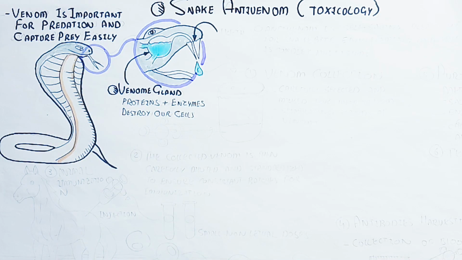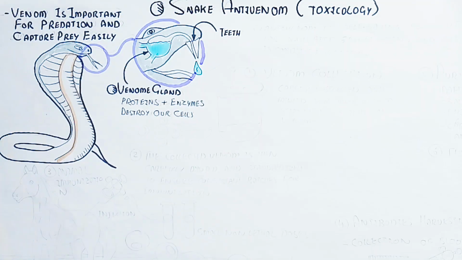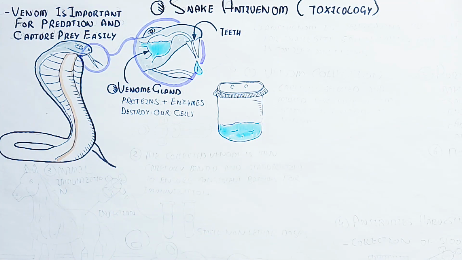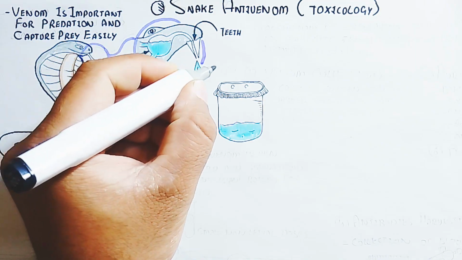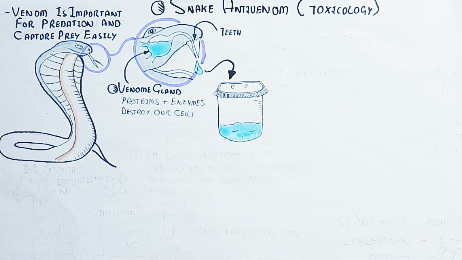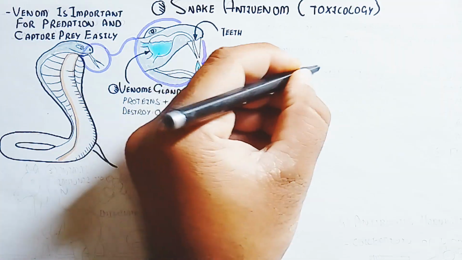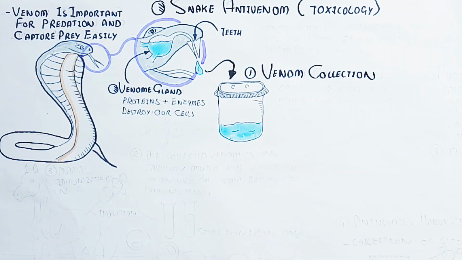Venom basically contains proteins plus enzymes. Enzymes are also made up of protein, so you can say it is wholly protein. It will destroy our cells. We can separate the venom through some mechanism, the venom collection.